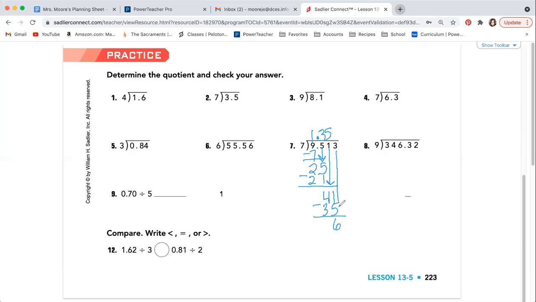Last piece of the dividend, and it happens to work out nice for us. We can go 7 into 63, 9 even times.